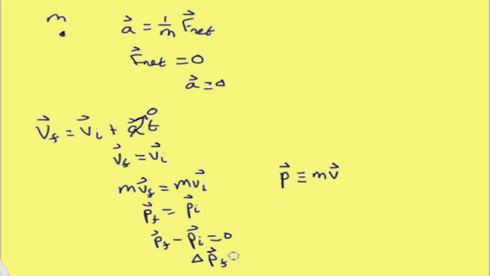Sorry, there should not be an F there. The change in momentum is equal to 0, and this is known as conservation of momentum. So we see if the net force is 0 in any direction, then the momentum of the object is conserved.